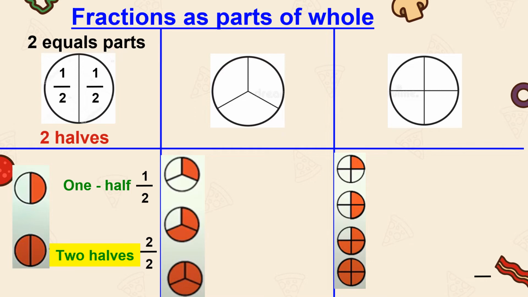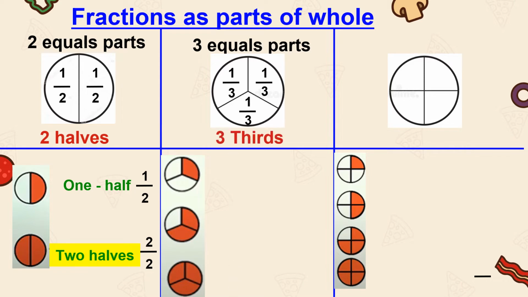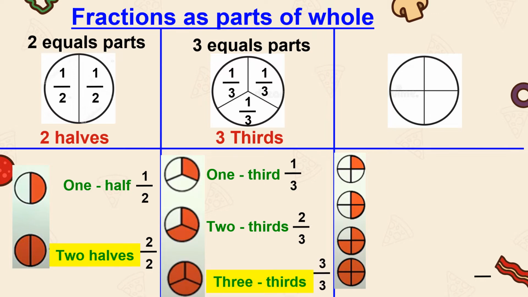When we divide the circle into 3 equal parts, each part will be 1/3. So the circle has 3/3. So the fraction in the first circle will be 1/3, or we can say 1 over 3. The fraction in the second circle, 2/3, or we can say 2 over 3. The last one we have here, total parts are 3, colored parts are 3. So the fraction is 3 over 3, or we can say 3/3.